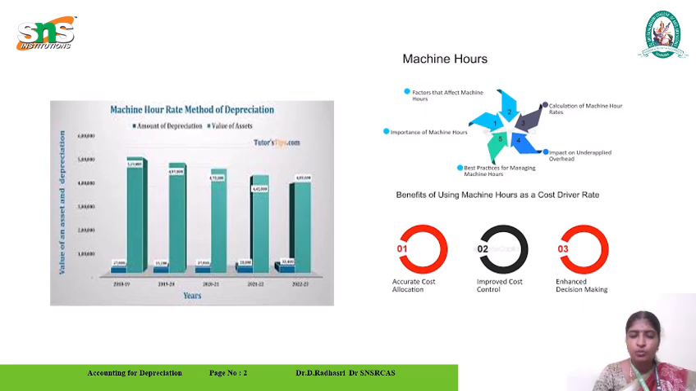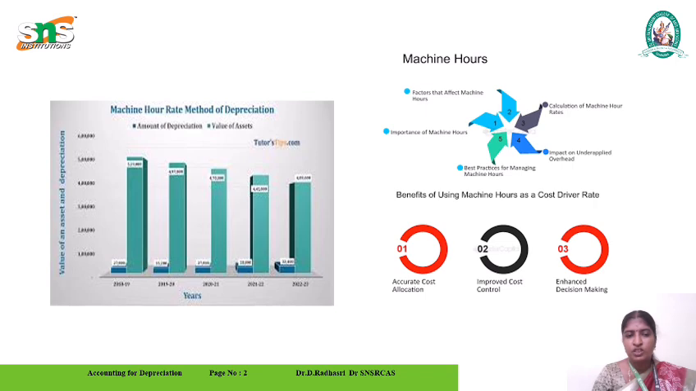In the machine hour rate method, the machine is allocated for 5 years. For example, say the machine is purchased in 2020 and we are going to sell it in 2025. How do we calculate the machine hour rate? It can be calculated using the hours of the machine, based on how many hours the machine runs in a day in the production process. Only with additional calculation can we find it out.